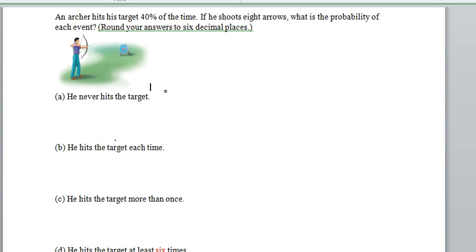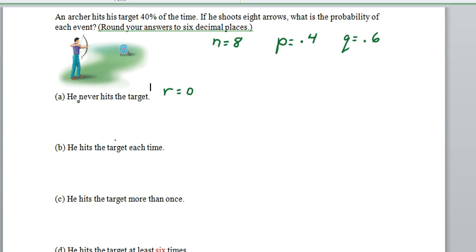So in this case, we'll have 0 successes, but we're going to have 8 trials. So n is 8. Our p, which is the probability that a shot hits the target, is 0.4, and our q, which is the probability that it does not hit the target, is 1 minus 0.4, or 0.6.